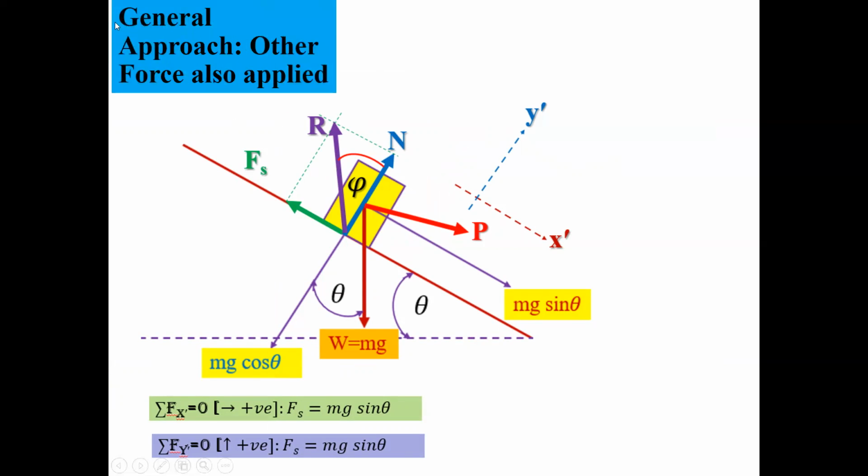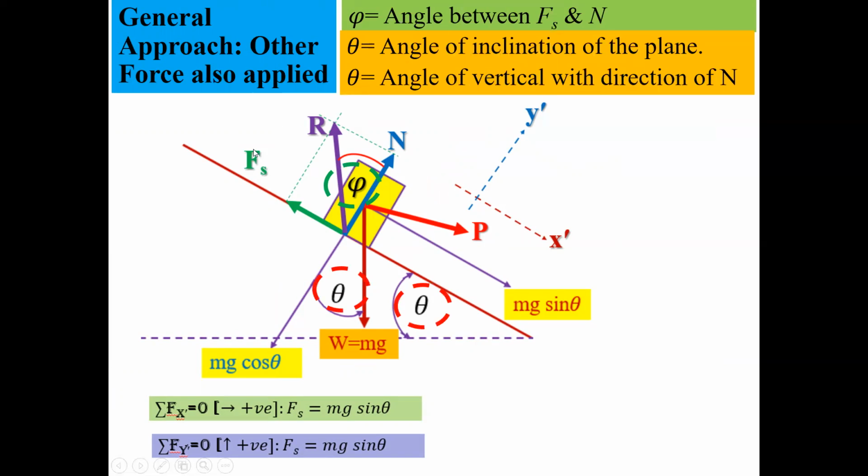Now, what will happen in the general approach once another force is applied? Here you see P is applied. Now this theta and phi are not the same. These are the angle theta, that is the angle of inclination. This phi, we are concerned about this phi. This phi is the angle between Fs and N, and this theta is the inclination of the plane, also the angle with vertical and direction of normal force.